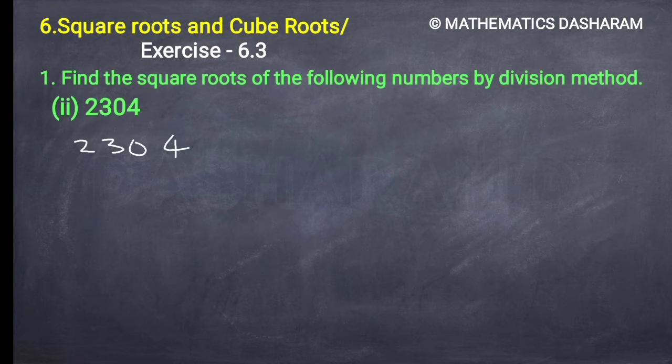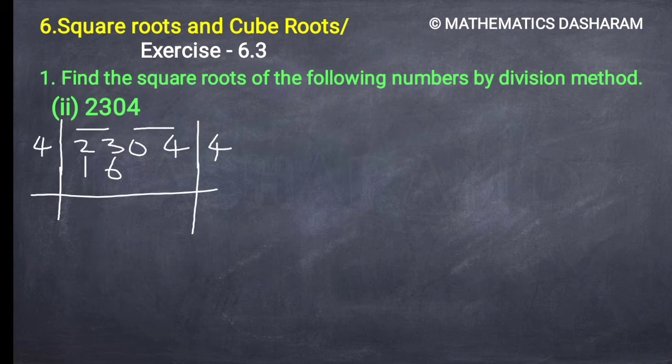Next, the second question, 2304. So here the first pair is 04, the second pair is 23. The nearest perfect square number for 23 is 4 fours are 16. So what is the remainder here? 7 is the remainder. Bring down the next pair, that is 04. So overall 704.